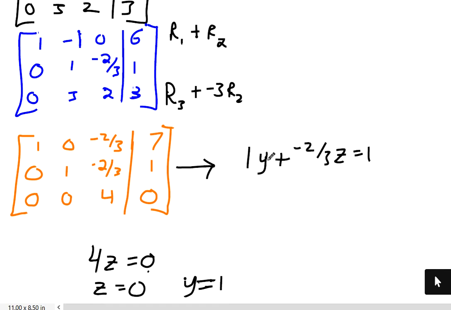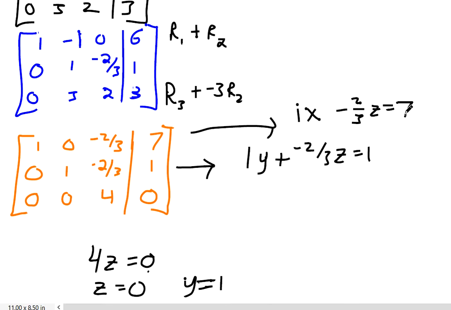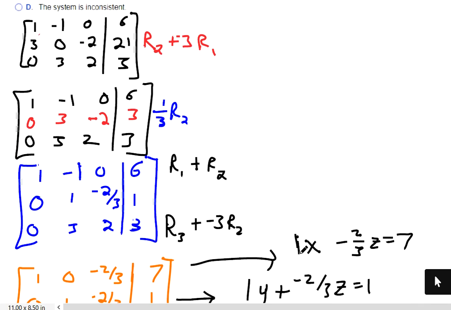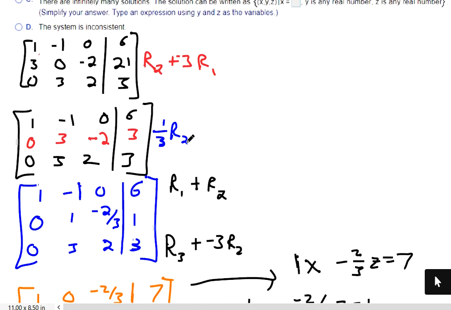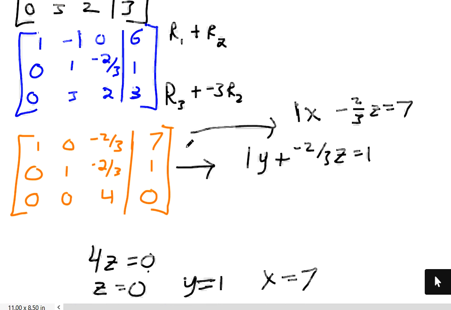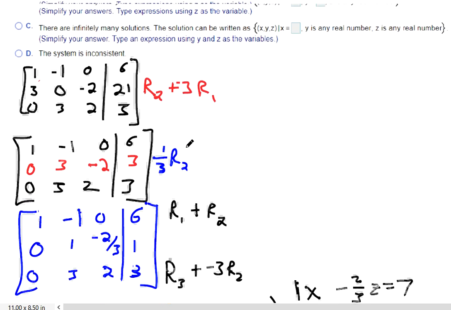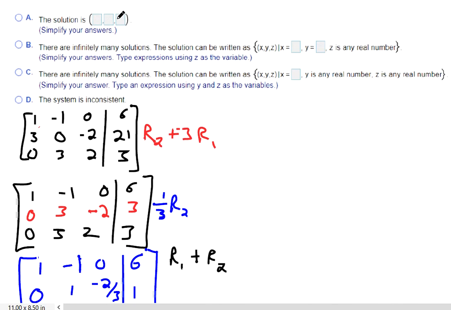And then to find out what x is, we could go back to this top equation and retranslate it. This is 1x minus 2/3 z equals 7. But again, z is 0. So that means x has to be 7. So to answer this question, those are the numbers. You would plug them in for x, y, z. So we had x was 7, y was 1, and z was 0. So 7, 1, 0 goes in here.